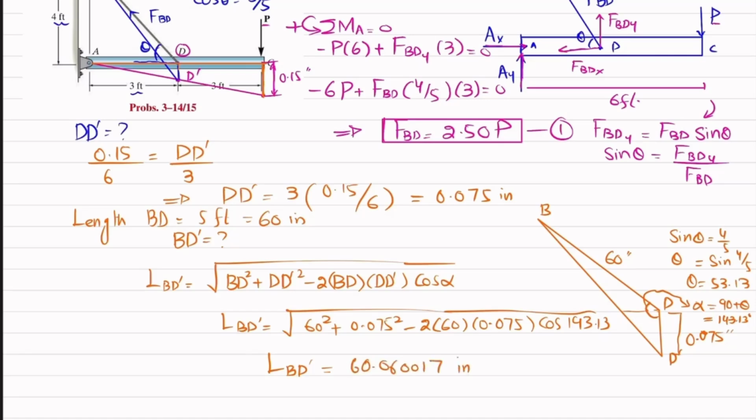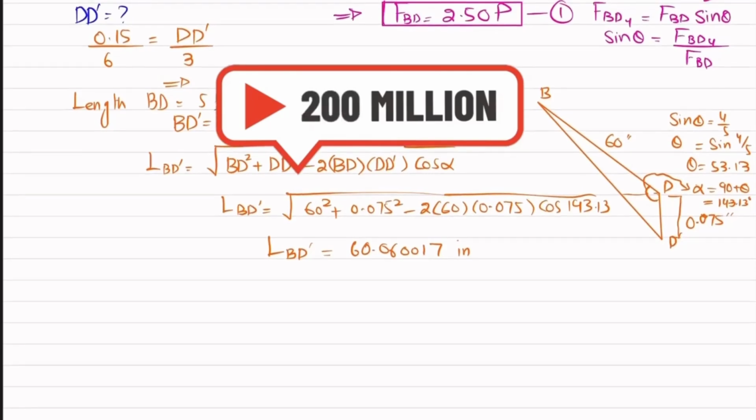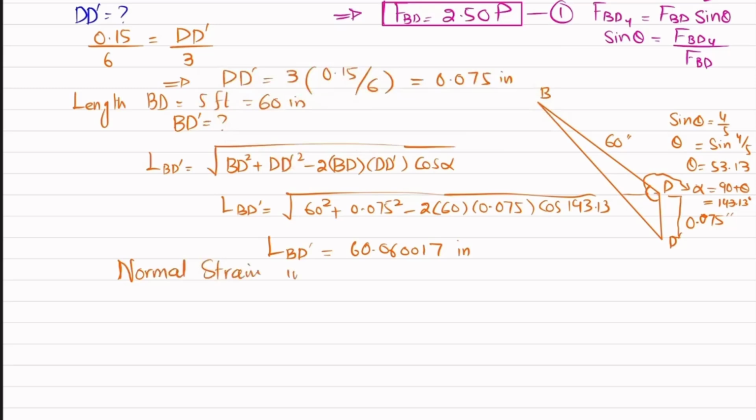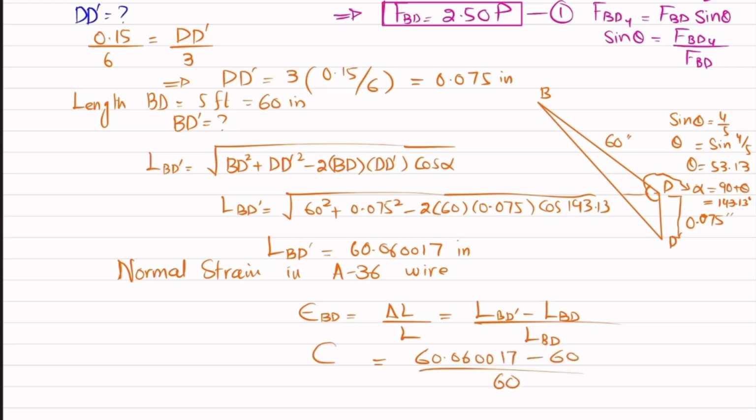60.060017 inch. Now this is the new length. So the normal strain in the A36 wire, strain in wire BD, is equal to change in length divided by original length. So change in length is the new length, BD dash, minus the original length LBD, divided by LBD, the original length. Just put the values: 60.060017 is the new value minus 60 is the original value, divided by 60. It will give you strain in the A36 wire, which is equal to 1.003 into 10 to the power minus 3 inch per inch, a dimensionless quantity.